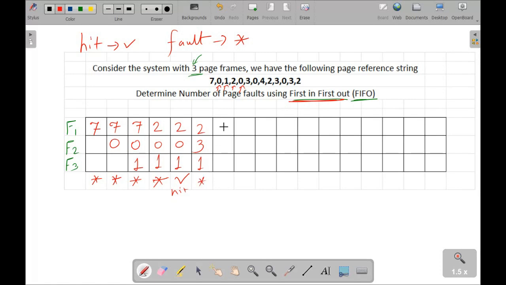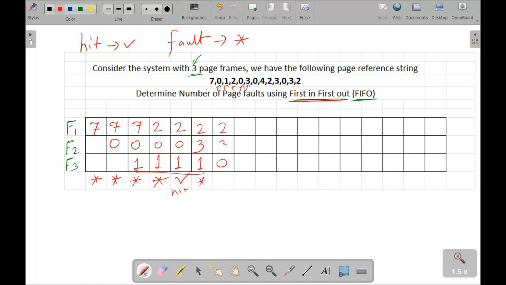Okay. Then next we have to add 0 again. So where should we add 0 now? Just check, after 3 what do we have? After 3 we have 0 to add. So where should you add this? If I want to add 0, the oldest page is now page number 1. So instead of 1 I will now replace it with 0.